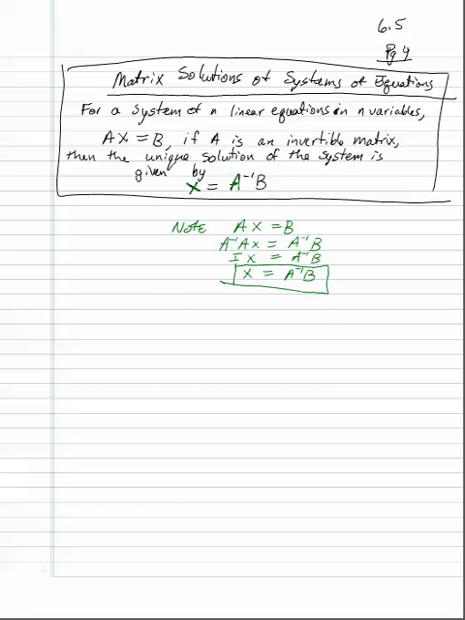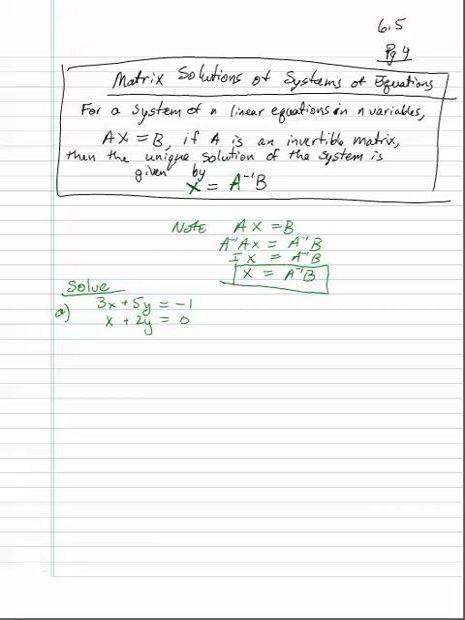Alright, so let's use this. So the two matrices we just found, let me make up a problem. So if we did 3x plus 5y, and 1x plus 2y.